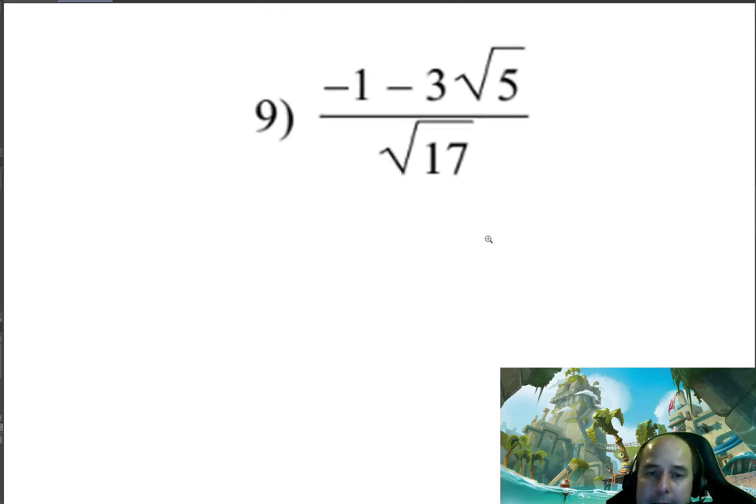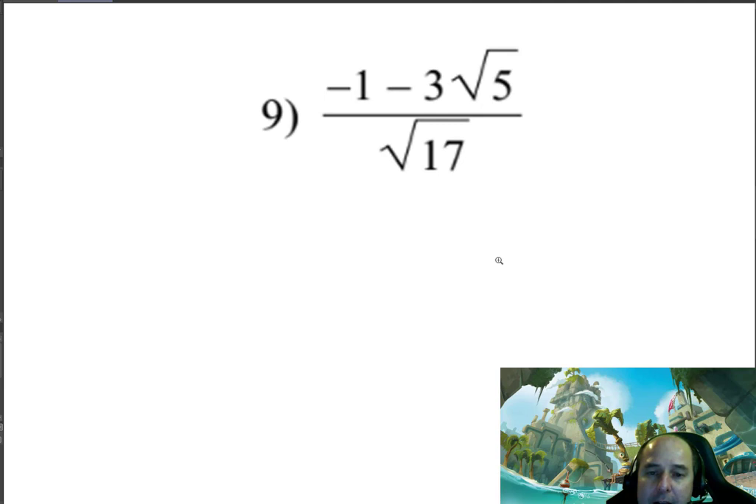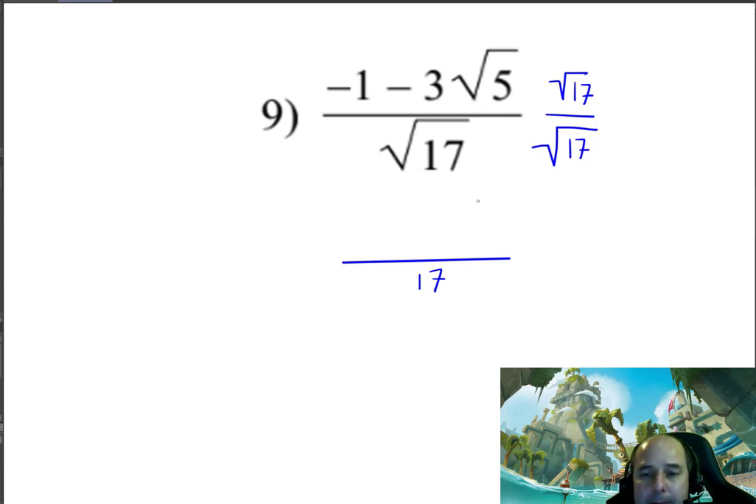Let's do this one. -1 minus 3 square roots of 5 over 17. So once again, the pattern, right? You're going to see, take that square root of 17, put the square root of 17 on top, right? I'm going to multiply by those. And once again, that's going to give me on my bottom 17, right? On the top, these are going to distribute in, and I end up with the negative square root of 17.